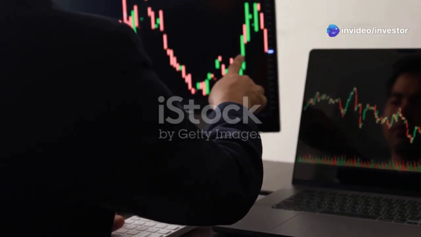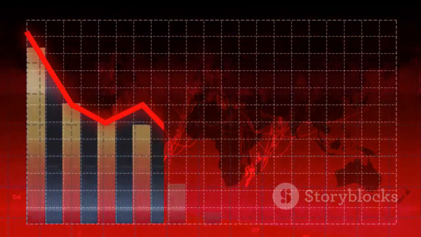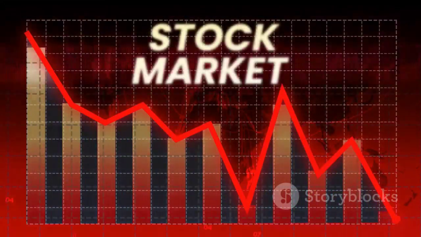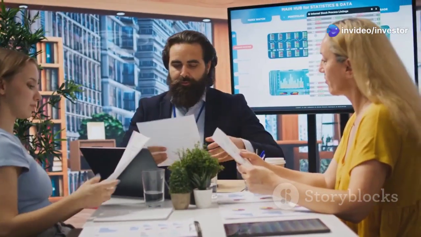Investing is all about growing your money, but every investment comes with some risk. Risk is the possibility of losing some or all of your investment. Generally, higher potential returns come with higher risks. Understanding this trade-off is crucial for successful investing.